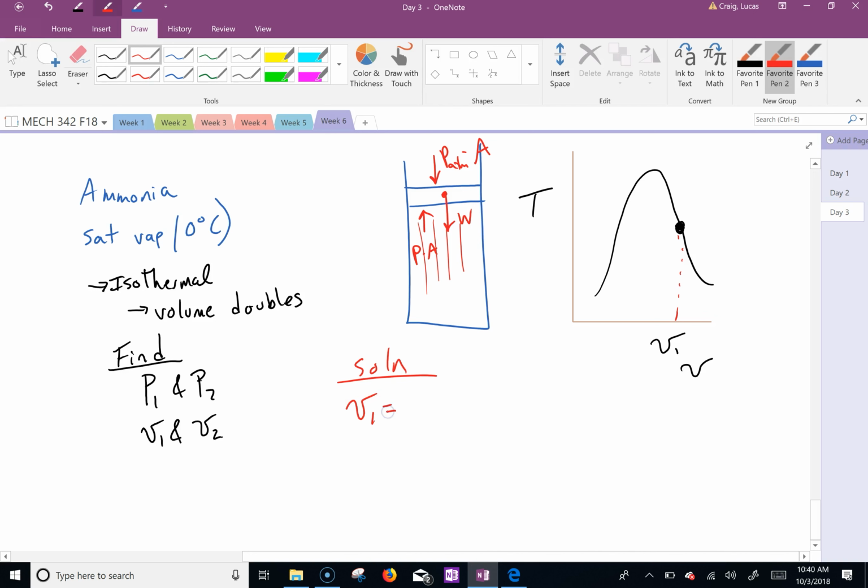Tell me what V1 is equal to. VG. Yep. At what temperature? 0 degrees. 0.2892 meters cubed per kilogram. What is P1? Saturation pressure, PSAT. At what degrees? 0. This becomes 429.6 kilopascal.